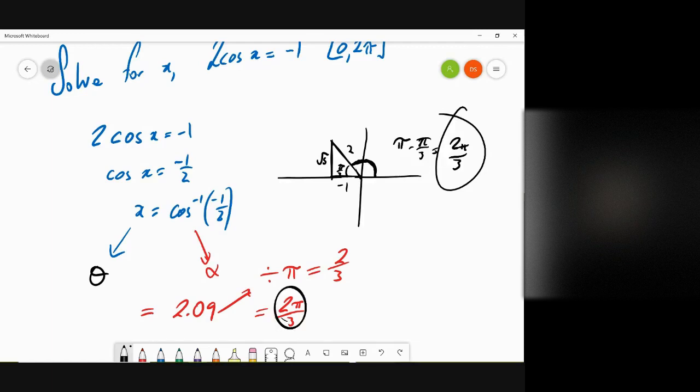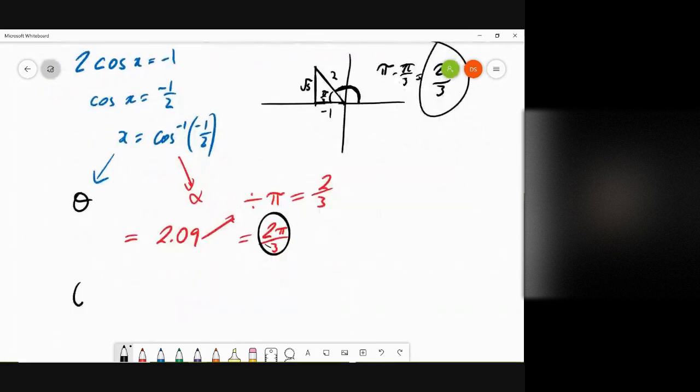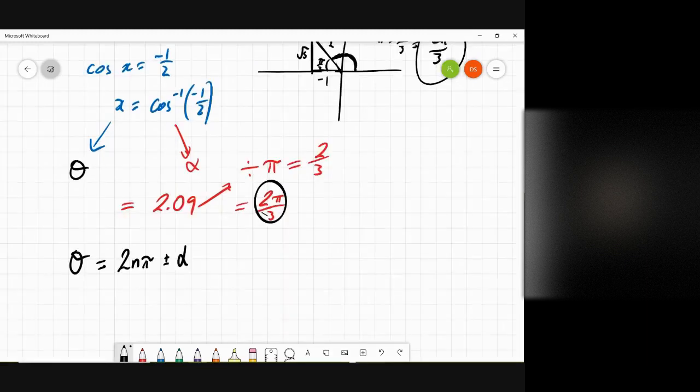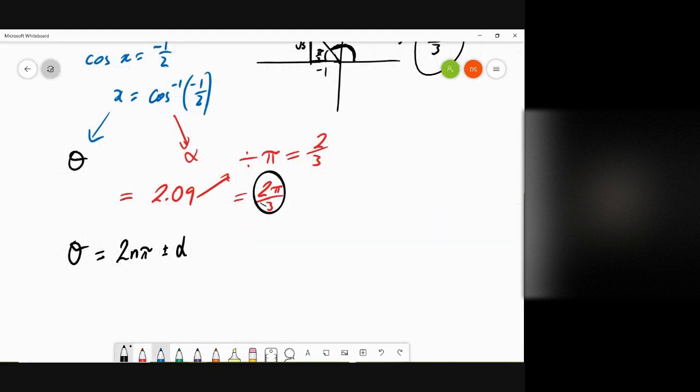Yes. Okay, and so then you're like, okay, so this equals, and our cosine general formula was 2n pi plus or minus our alpha. And so what was our theta in this question? Our theta was just x, this one here. And so it's 2n pi plus or minus, and what's our alpha? 2/3 pi.